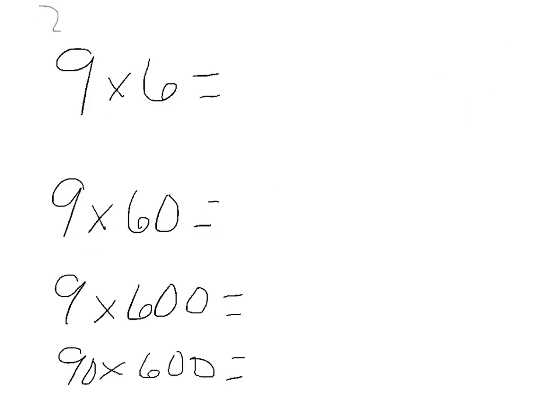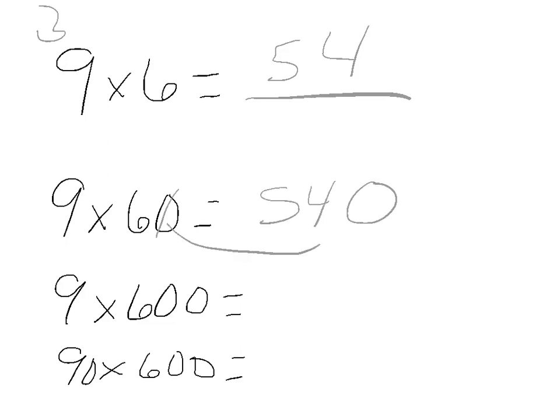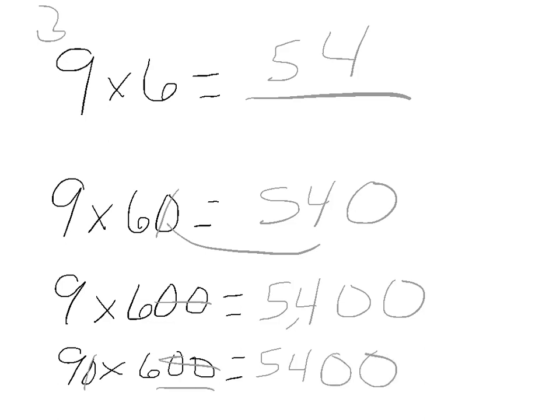This is number 3. 9 times 6 is 54. 9 times 60 is 54, add my zero, 540. 9 times 600 is 54, add my two zeros, so I get 5,400. And then I've got 90 times 60. I take my zeros off. 9 times 6 is 54. Add my two zeros there, and then I have 5,400. Like I said before, basic facts are going to help you with this.